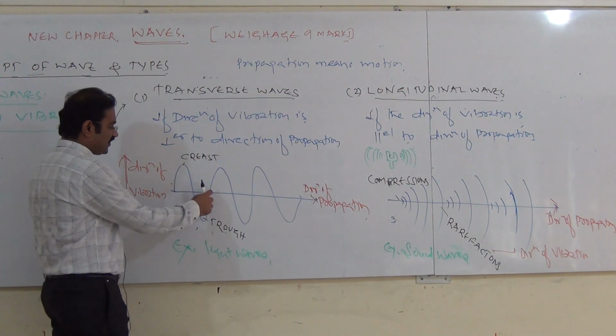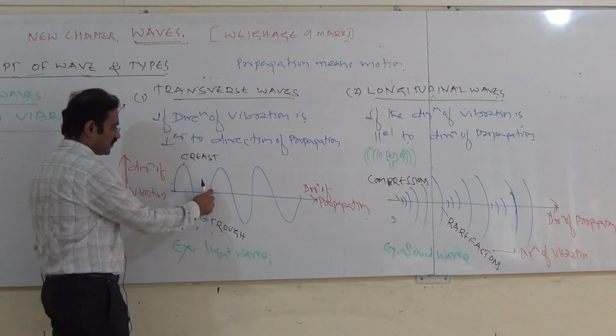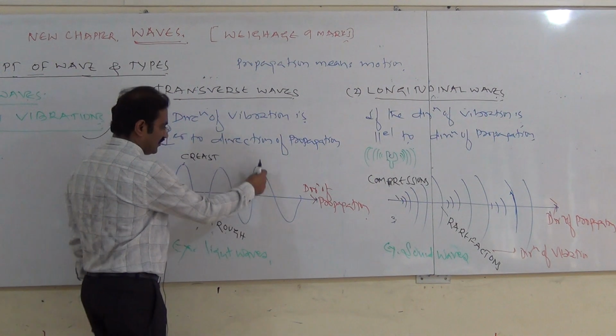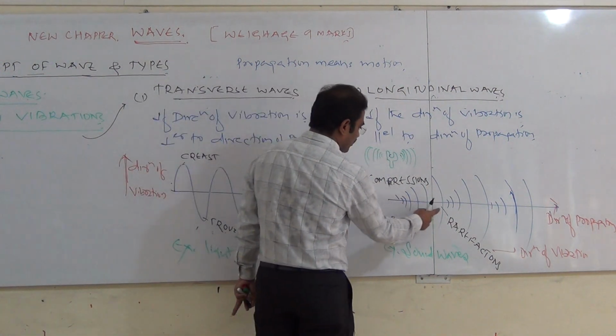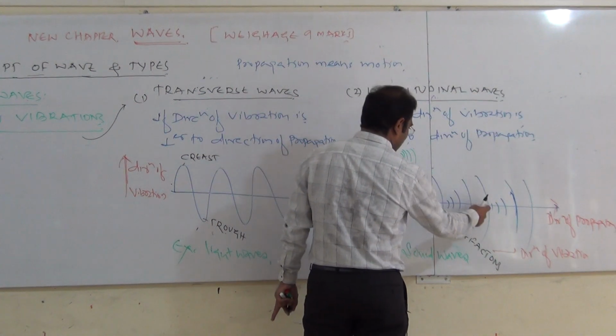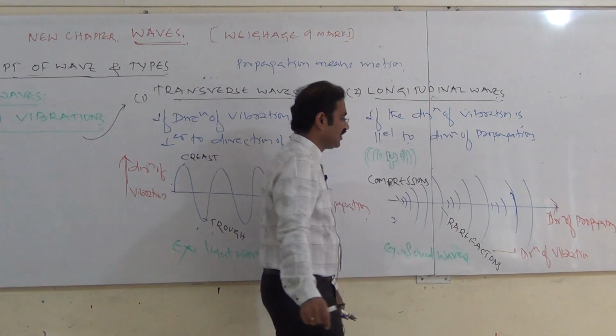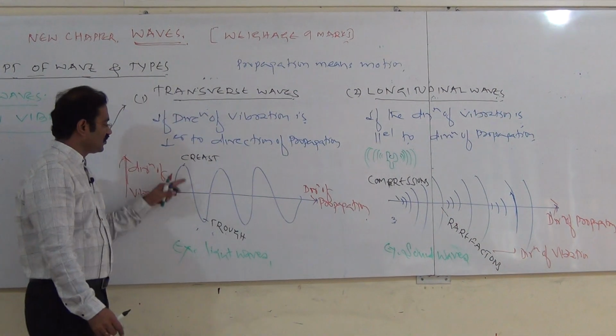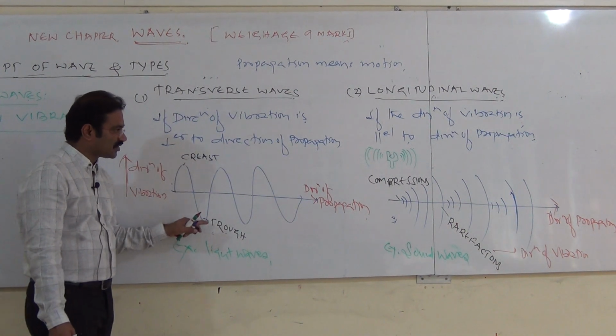If it completes, we call this one a one wave. This is one wave. This is the second wave. This is the third wave. So from here to here, it is one wave. And this is the second wave. This is the third wave, like this. You have to call them crest and trough.